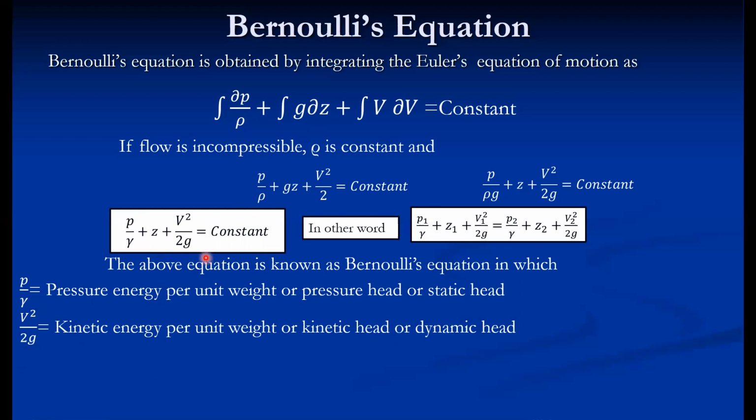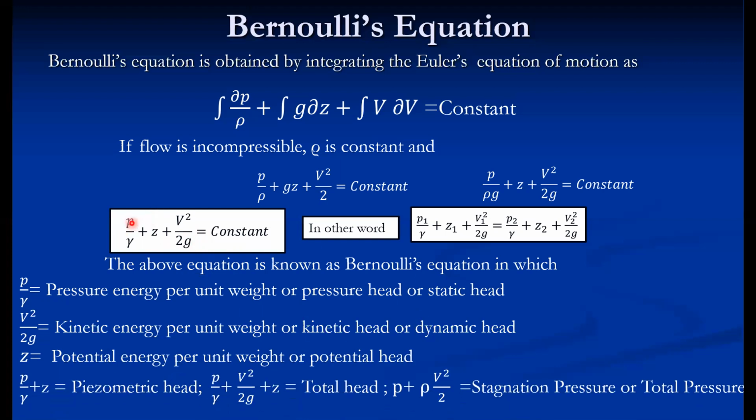Secondly, the second term is called velocity head, or kinetic energy per unit weight. This is also a form of energy, or kinetic head, or we can say a dynamic head as well. So Z is called potential energy per unit weight, because if you multiply this by weight, that is mg, then mgz is the potential energy. So this is potential energy per unit weight, or potential head.